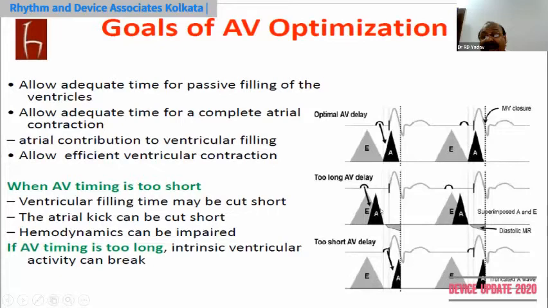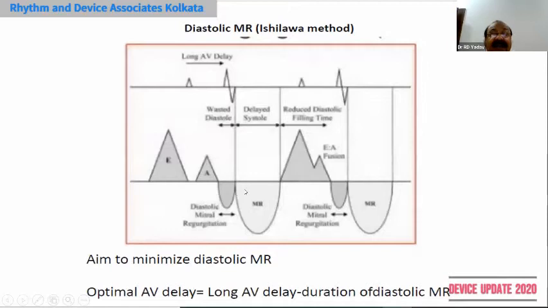And if you make the AV interval too short, then the truncated mitral valve closure occurs without filling the left ventricle by atrial contraction, and the truncated A waves occur. That is our idea. And if you see in the Ishikawa method, the diastolic MR, first you increase to a long AV delay, and then find out the diastolic MR interval and minus that diastolic interval, that is the true optimal AV delay. Then you can check the VTI again.